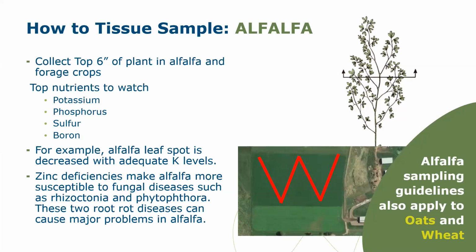The top nutrients to look out for in alfalfa are potassium, phosphorus, sulfur, and boron. It's important to look out for these. For example, alfalfa leaf spot is decreased with adequate potassium levels. Zinc deficiencies make alfalfa more susceptible to fungal diseases such as rhizoctonia and phytophthora. These 2 root rot diseases can cause major problems in alfalfa stands.